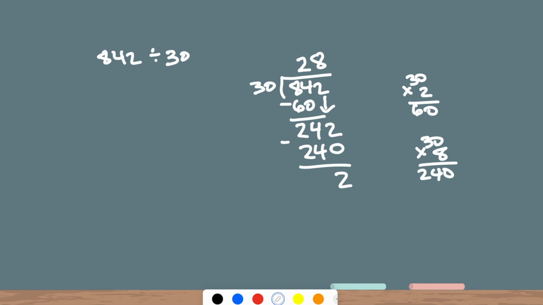So this problem is a little bit different than our first problem because in this case, we actually have a remainder of 2. So when you have a remainder, you put a little R sign and you put the number next to it. So our answer to our second problem is 28 with a remainder of 2.